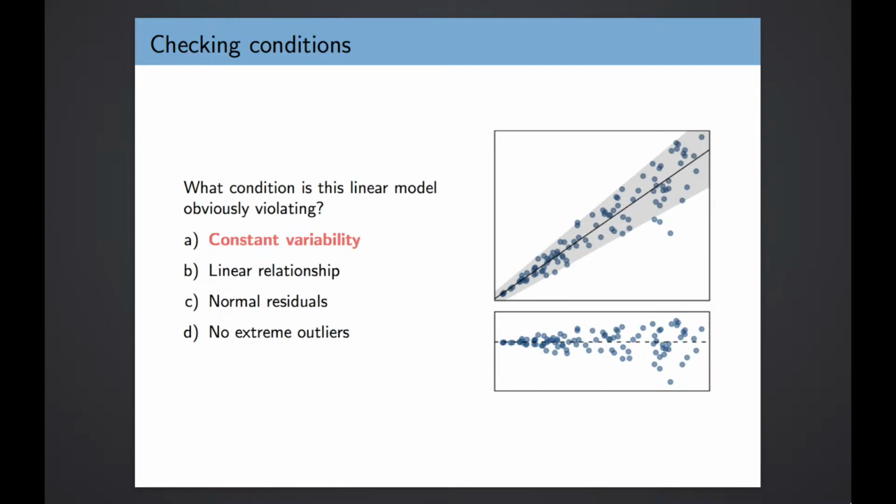The answer here is that those data points are getting more and more dispersed, more and more variable around the line as the data progresses. So the condition of constant variability is not being met here. The variability of that data around the line, both around the regression line and around this mean of 0 in the residuals plot, is being violated. So this is a problem of heteroscedasticity, so differences in variance.